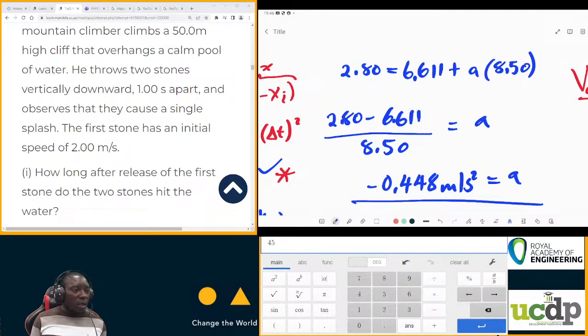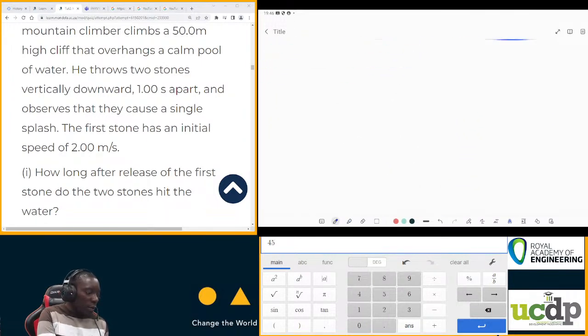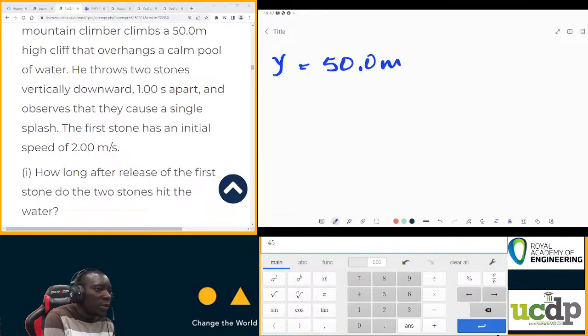So the first stone is thrown and has an initial speed of 2 meters per second and goes through 50 meters. So we need to see what's the expression to use there. Right, so we have height, or do we call it y? Let's call it height or y. Climbs high cliff. So let's use y, in this case equals 50.0 meters.